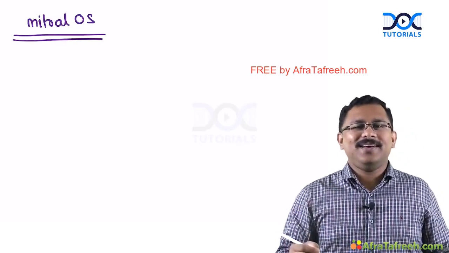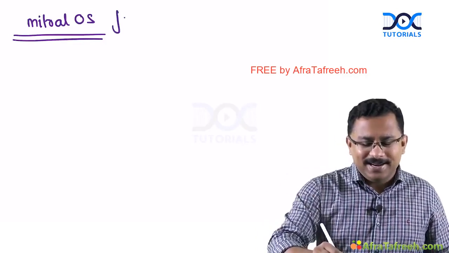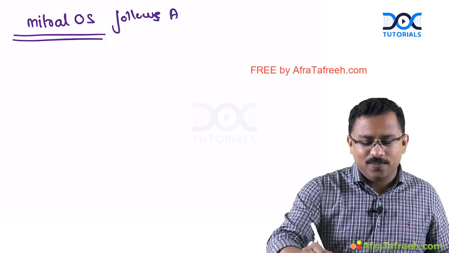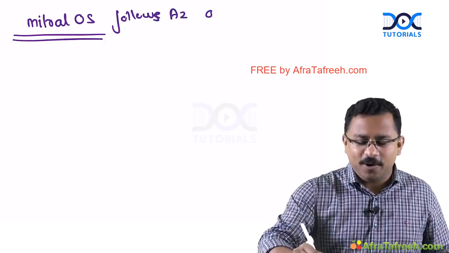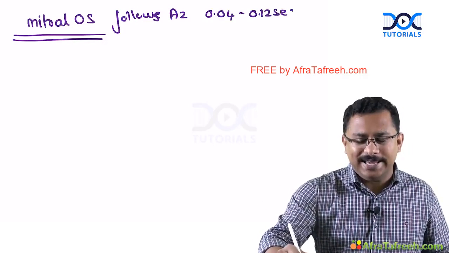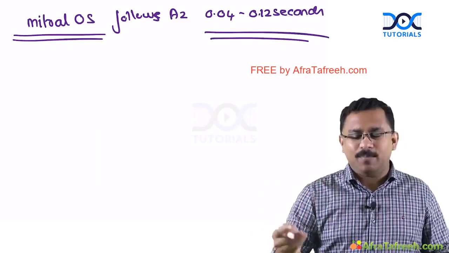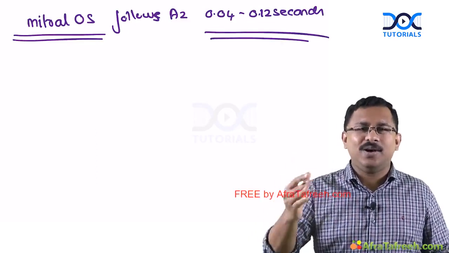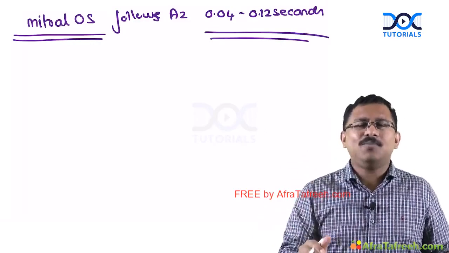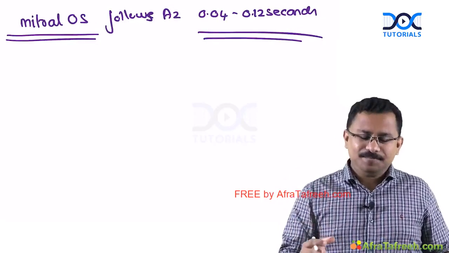Next point that you should know is that the mitral opening snap follows A2 by an interval of 0.04 to 0.12 seconds. You will see in some textbooks 0.05 to 0.12, but more or less the same. So this is the interval.